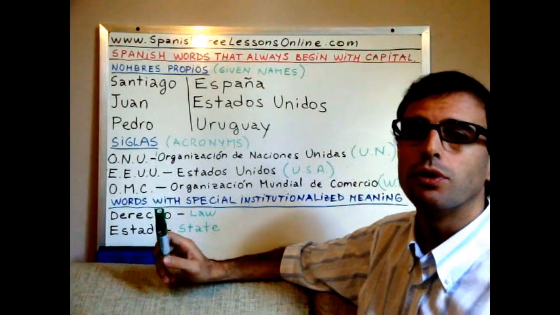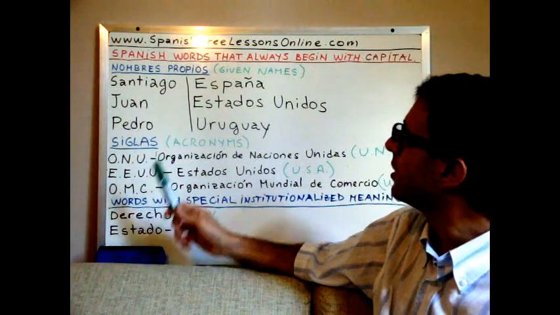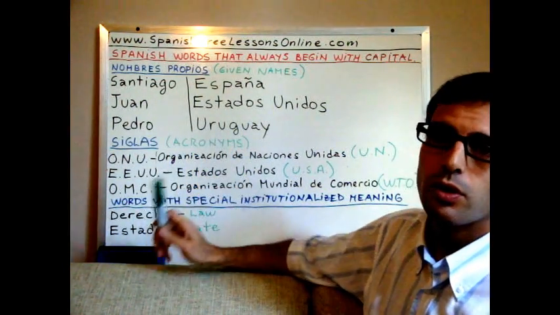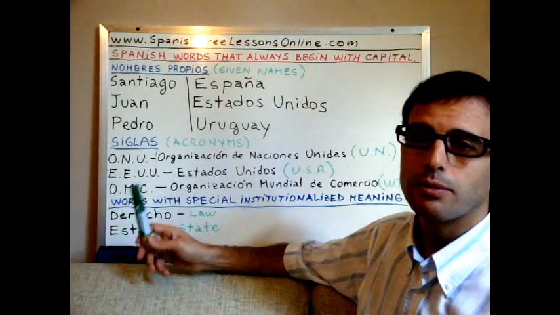Also, given names include names of countries like España for Spain, or Estados Unidos for United States. Uruguay. This is my country. Uruguay.